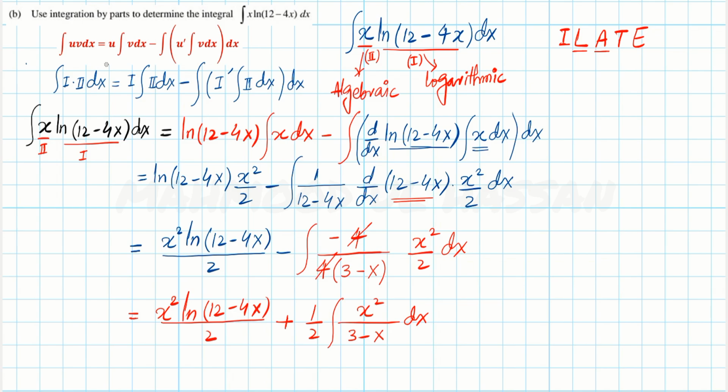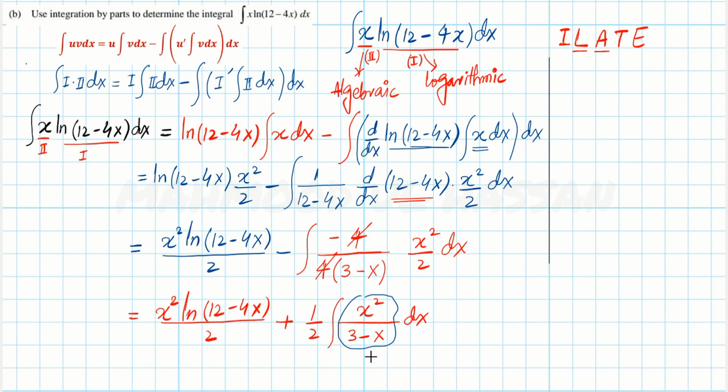Okay, so now here we have an improper fraction. So first we will convert it to a polynomial plus a proper fraction. By using the long division method, we have to divide them.